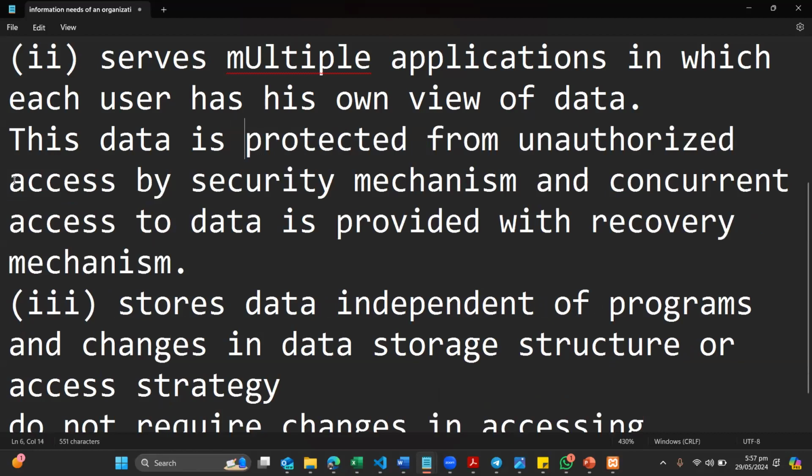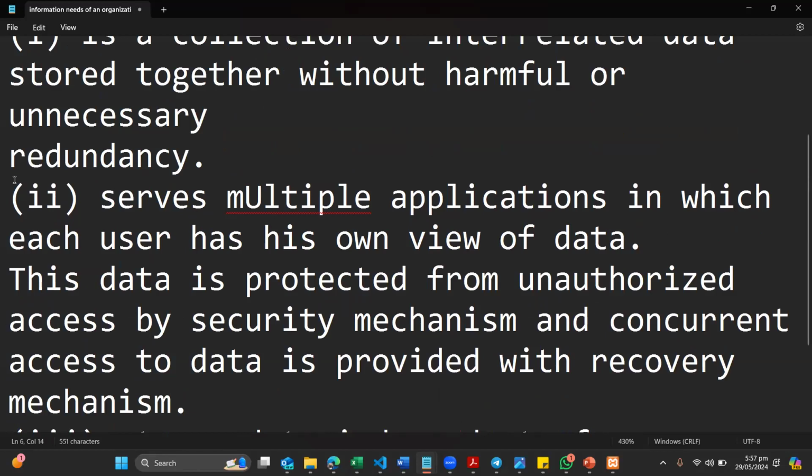Is the line okay now? Yes, sir. Okay, let's take it from the top again.